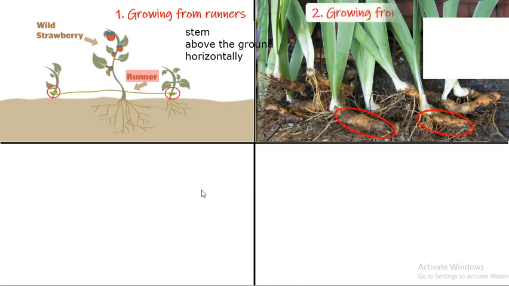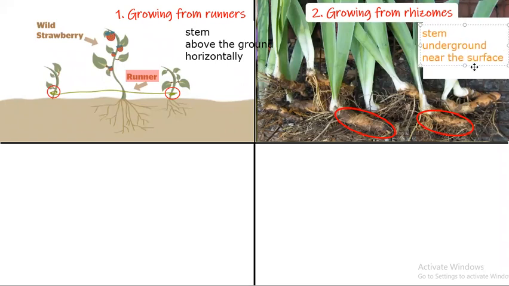This is a rhizome. What's a rhizome? A rhizome is also a stem. This stem grows under the ground, so it is an underground stem. It grows near the surface of the soil. When you place this stem in the soil, you will get a new iris plant. So the second type of asexual propagation is growing from rhizomes.